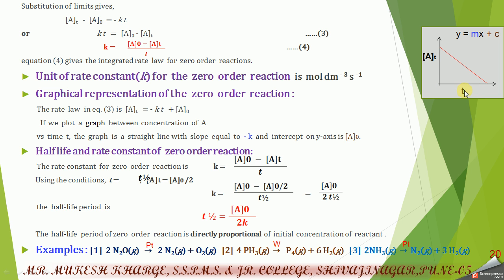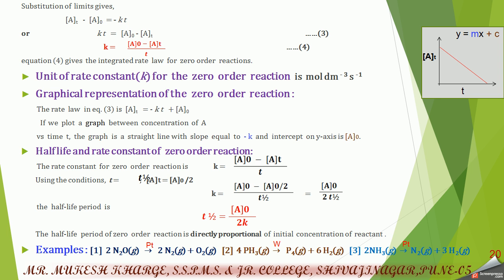against t, then we get a straight line, but an inverted straight line. Why? Because your slope is minus k, which is a negative value. So it is an inverted line, and it touches your y axis, which gives the intercept. This point is nothing but the intercept on the y axis, and that is the A0 value. This is the graphical representation of zero order reaction.